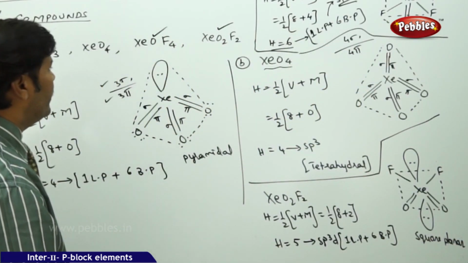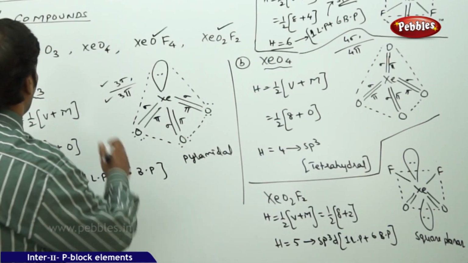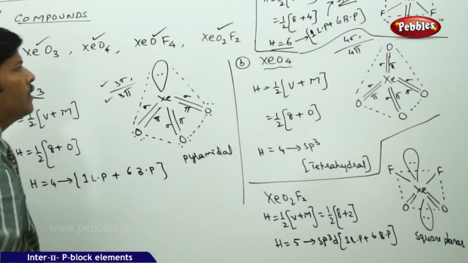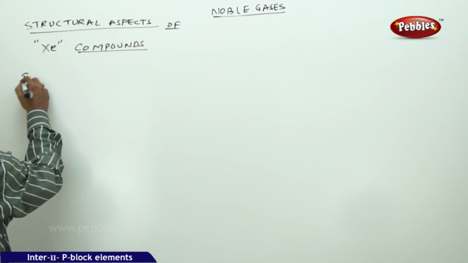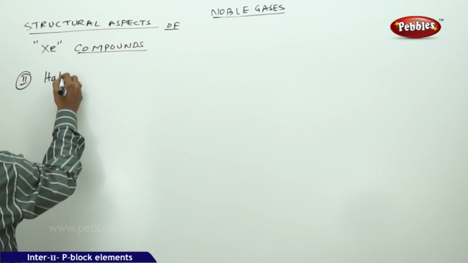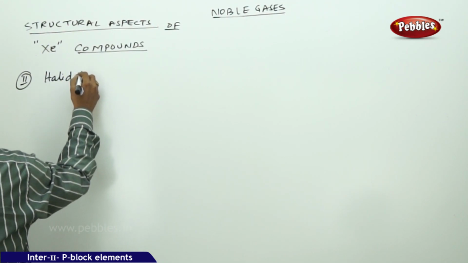This is what we can identify in the case of all oxides of xenon. So if you go to the halides of xenon, that is the second part, halides of xenon.